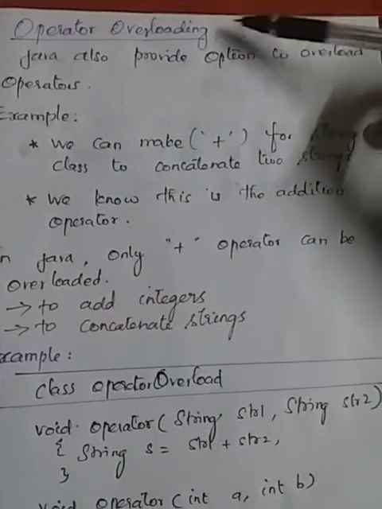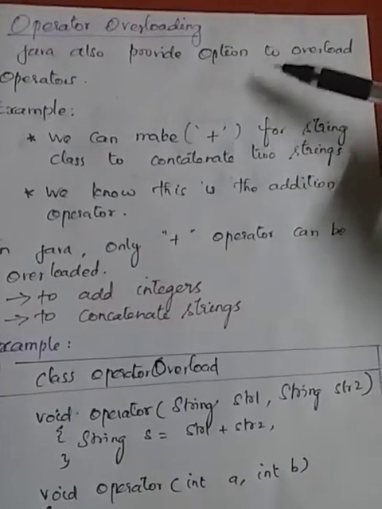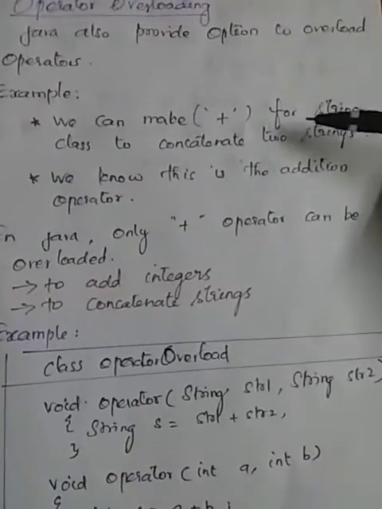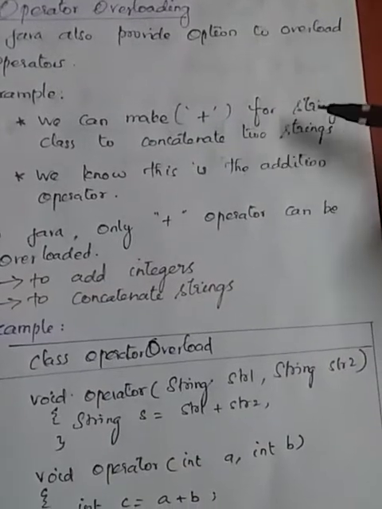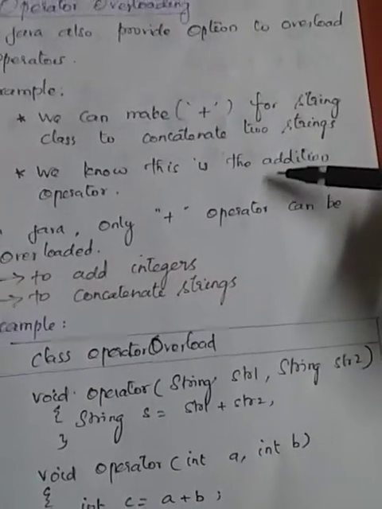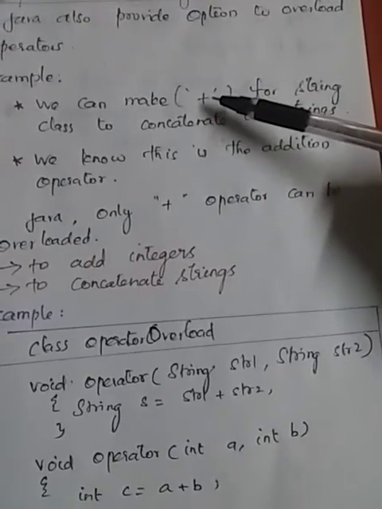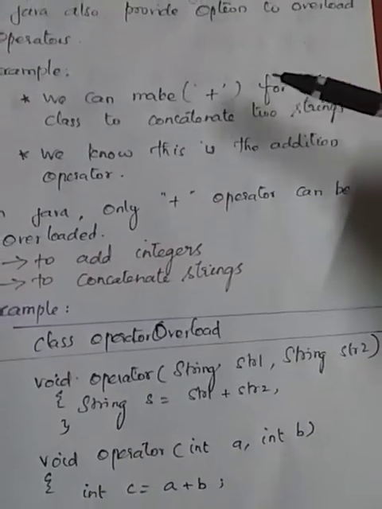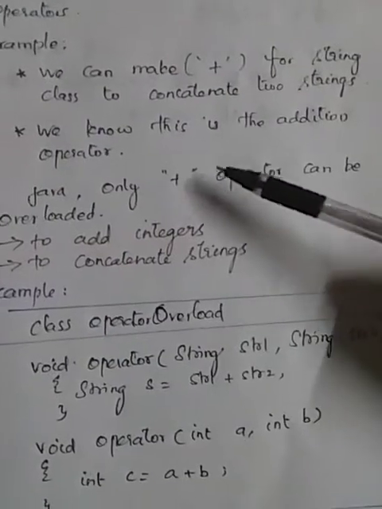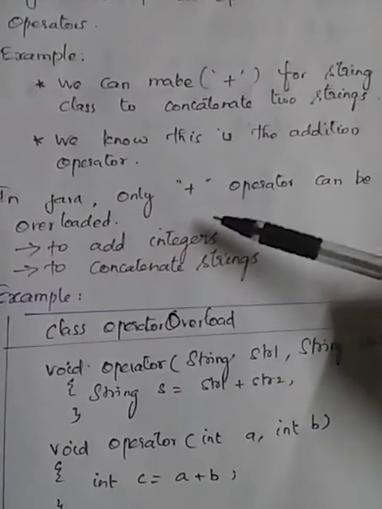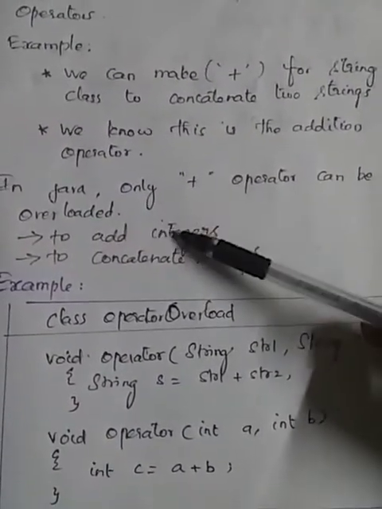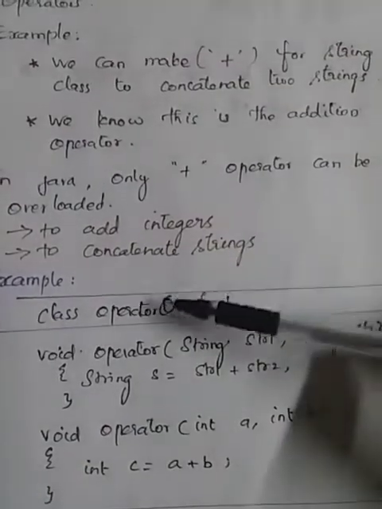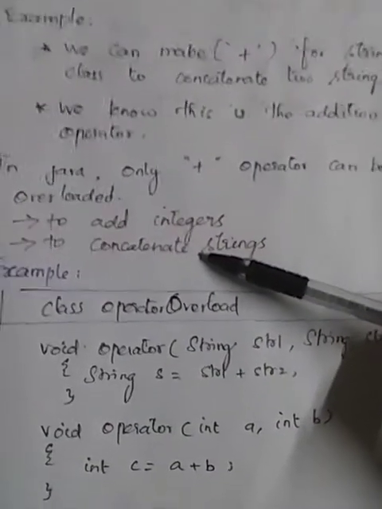The next one is operator overloading. Java also provides an option to overload operators. Let us take the plus operator, which can be used to concatenate two strings. Concatenation is joining, and normally plus is known as the addition operator, used to add two numbers. Only the plus operator can be overloaded in Java. For example, using this symbol we can add two integers, or using the same symbol we can join, merge, or concatenate two strings together.